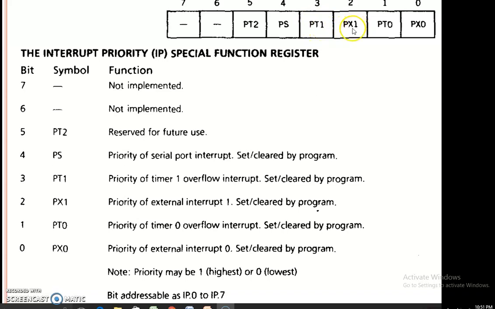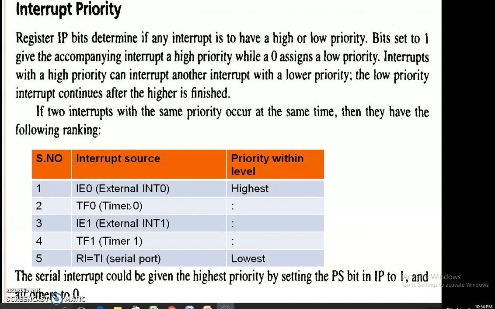Then PX1, X means external interrupt. So what is the priority of the external interrupt? If it is 1, higher priority, you are assigning higher priority to this interrupt. If it is 0, you are assigning the lower priority to this interrupt. Then PT0, nothing but timer 0 interrupt. PT0 equal to 1 means you are assigning the higher priority to timer 0. If it is 0, lower priority. Next, PX0, external interrupt 0, INT0. If PX0 is equal to 1, you are assigning the higher priority. If it is 0, you are assigning the lower priority. So using the IP register, you can assign the priority of a particular interrupt. For example, if two interrupts have priority 1, those two interrupts have the highest priority.